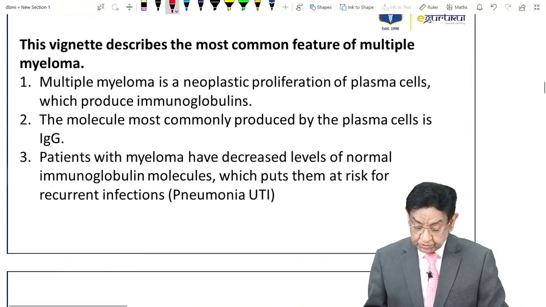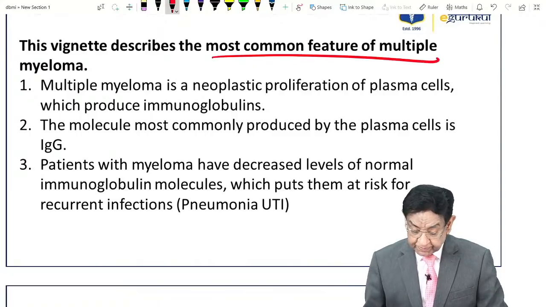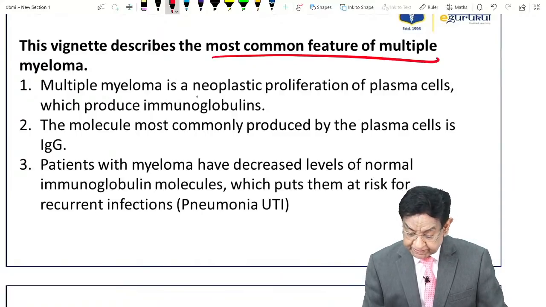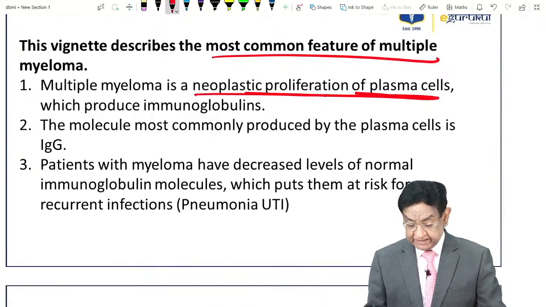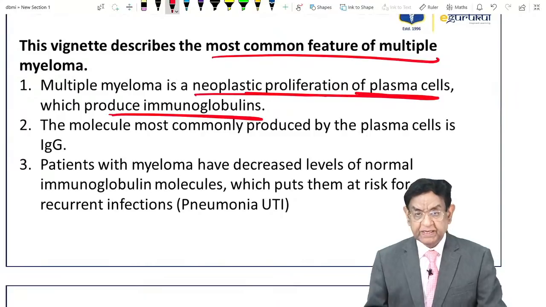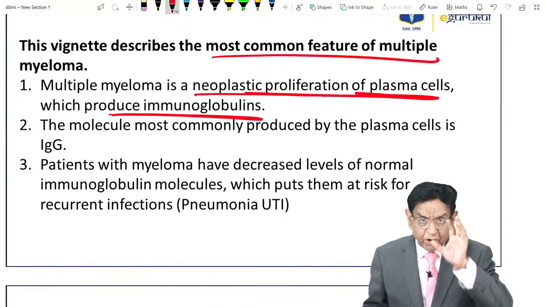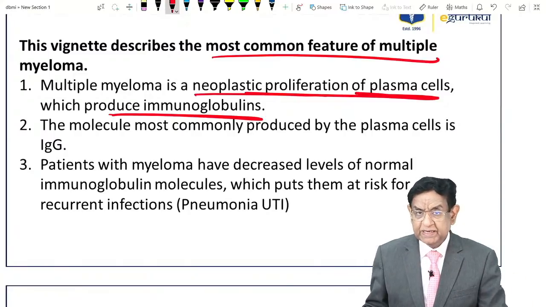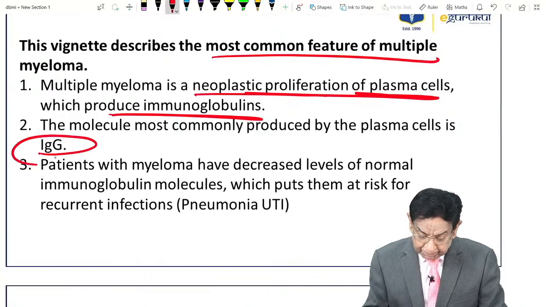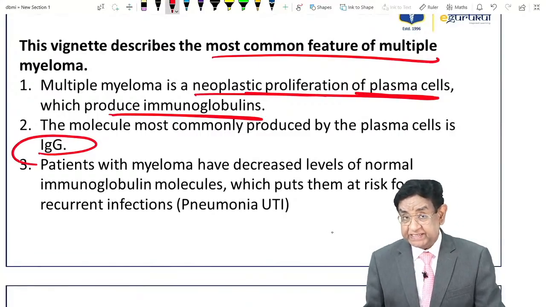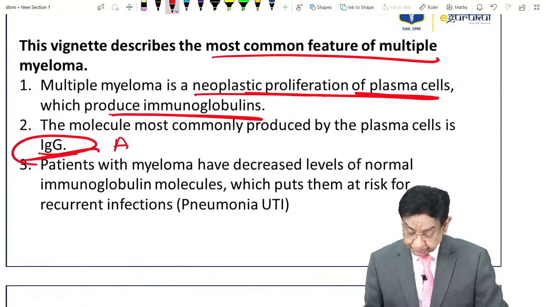So in this case, we are getting the most common picture of multiple myeloma. As we discussed, multiple myeloma is a neoplastic proliferation of plasma cells, and the plasma cells produce immunoglobulin. A normal plasma cell produces normal immunoglobulin. An abnormal plasma cell will produce abnormal immunoglobulin. The most common protein is IgG, or otherwise IgA can be there, but IgG is the most common.